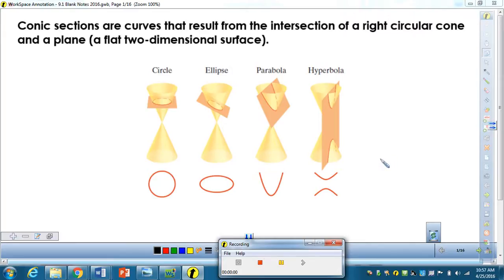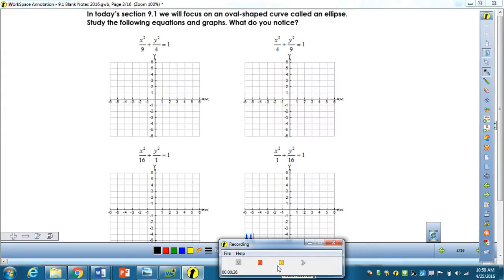Today we're going to focus on the equation and graph of the ellipse. In tomorrow's lesson, we will look at the hyperbola, and the day after that will be the parabola. Here are four sample equations that will result in the oval-shaped curve called an ellipse. As I graph each equation, study the equation and the graph, and what do you notice?